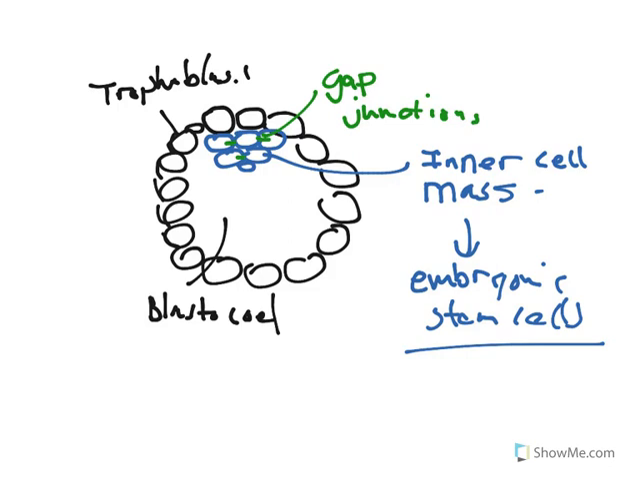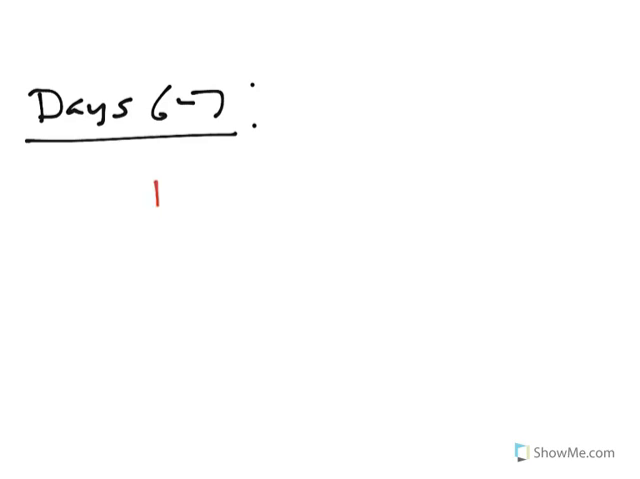Now, some other very interesting things are going to happen here. We're not going to draw it because it could be a little bit difficult to do, but that's more looking at days 6 through 7. So we were at day 5 still here, so let's write that out that we know this is day 5. Days 6 and 7, I want to talk about a little bit. There is a hatching from the zona pellucida. So this is where you hatch.